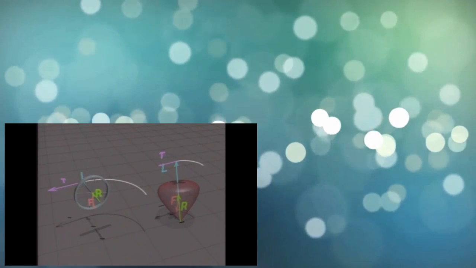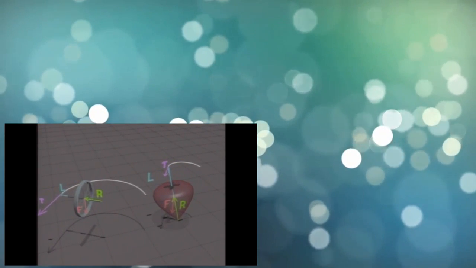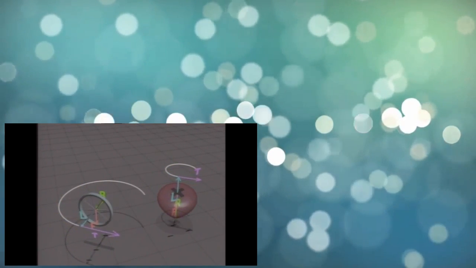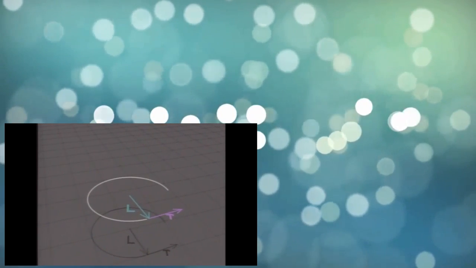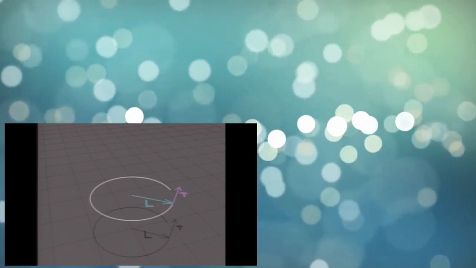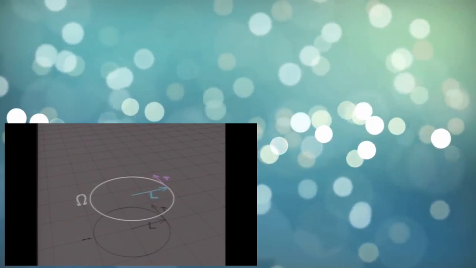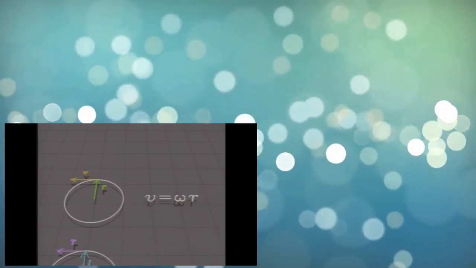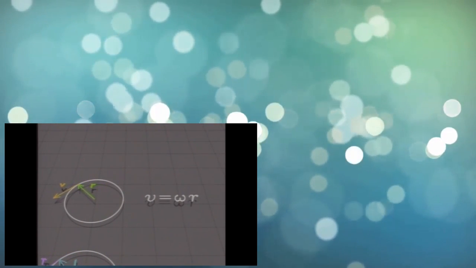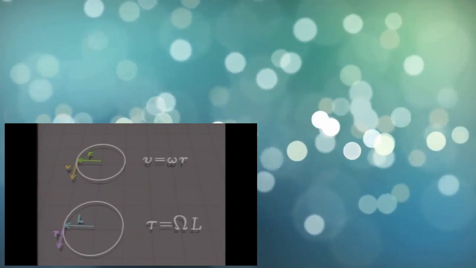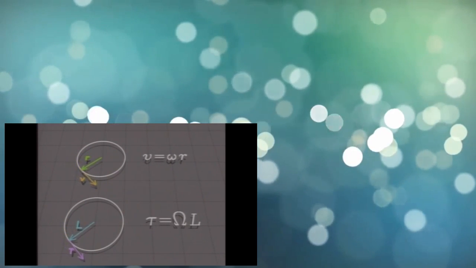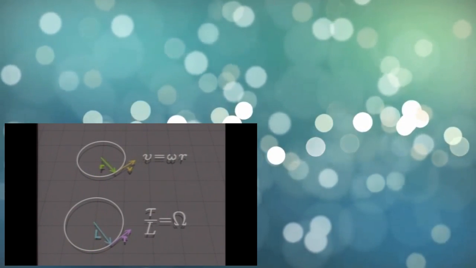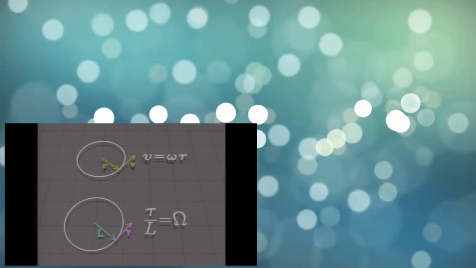When an object precesses, the tip of its angular momentum vector moves in uniform circular motion with a constant angular speed called capital omega. Capital omega is the rate of precession. The equations of uniform circular motion say that v, the rate of change of r, is omega times r. In the same way, tau, the rate of change of L, is capital omega times L. So omega is just torque divided by L.